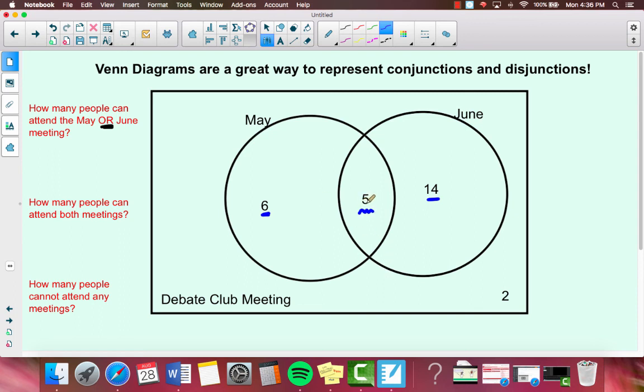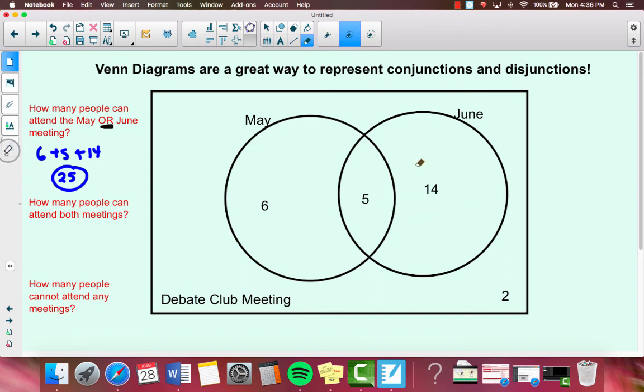Those people would also be in May or June, so we have to count them as well. So we just have to add these 3 numbers together. So 6 plus 5 plus 14. So we get 25 people that could be in May or June, and then we'd be done. So you have to be careful, make sure you include the part that overlaps, because they are also going to be in May or June.